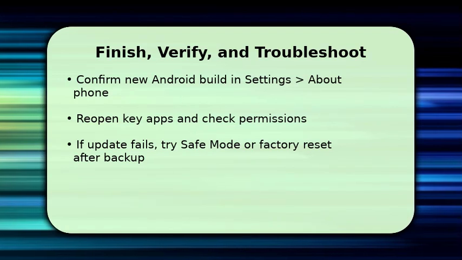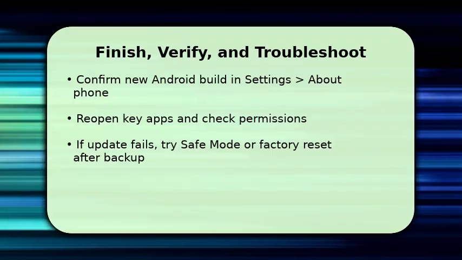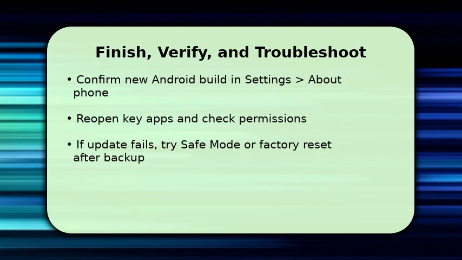You finish by letting the phone complete its final reboot and indexing. That can take several minutes. Once it returns to the lock screen, go to Settings, About Phone to verify the build number and security patch. This confirms success. Reopen your main apps to ensure data and permissions restored.